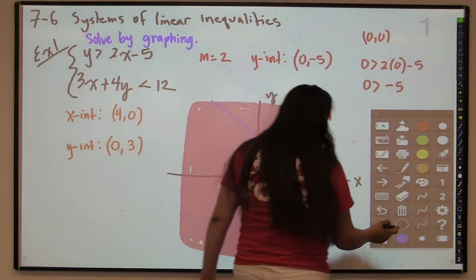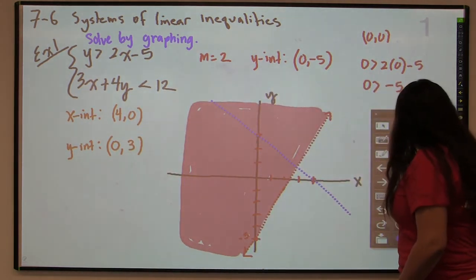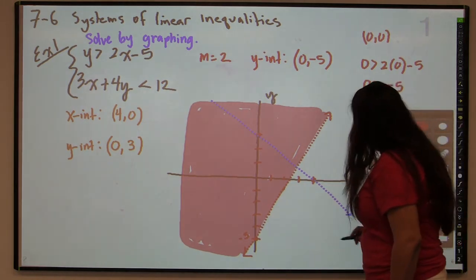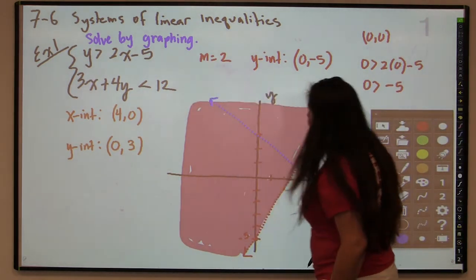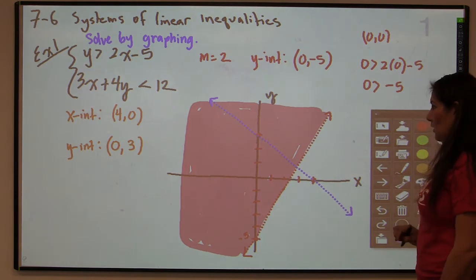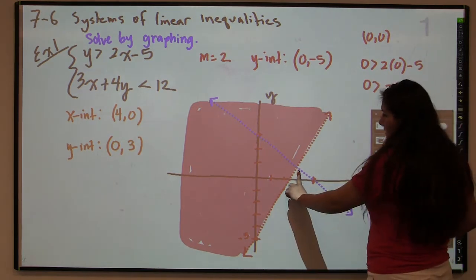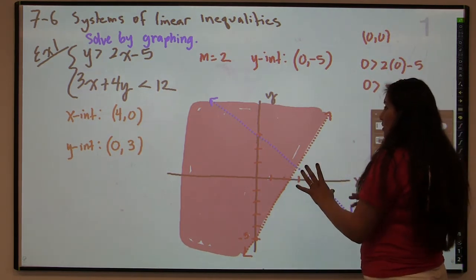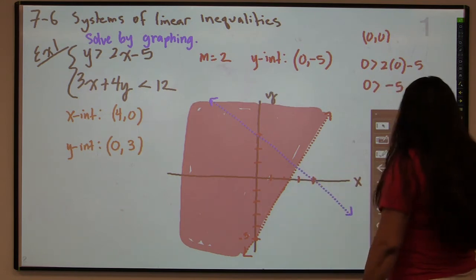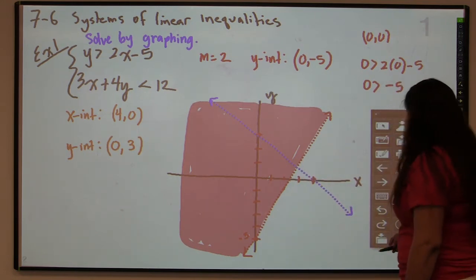There we go. It's a little crooked, but you get the idea of what it's supposed to be doing. So there is my second inequality. You can see the point where they cross here, but we're more interested in the area where the regions cross. So again, I'm going to go with my highlighter.